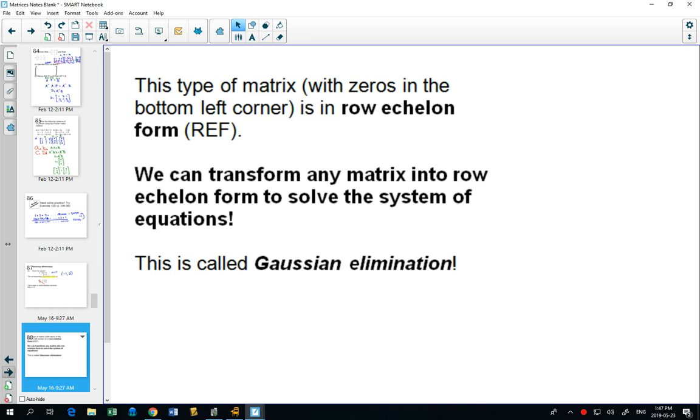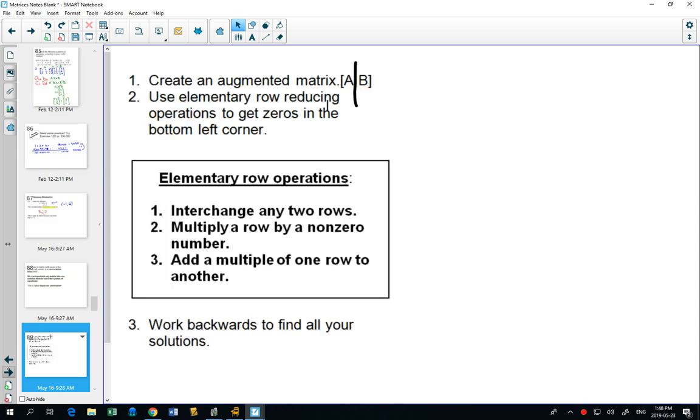So what we're going to do is learn how we can change any augmented matrix so that that bottom left corner is a 0, which is called row echelon form. Whenever you get the bottom numbers to be zeros, that's row echelon form. And once you have it in row echelon form, you can right away figure out what y is, because it'll just be y equals something. And then plug it back in to find the rest of the values. And this idea is called Gaussian elimination.